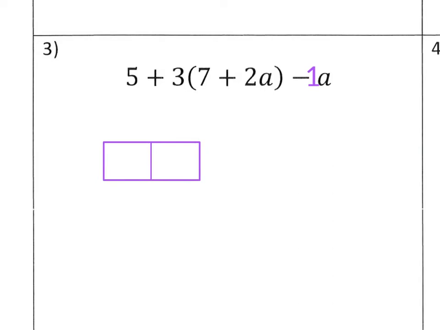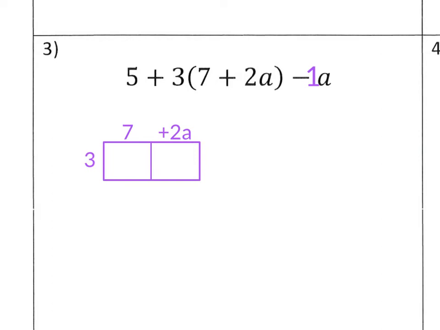But then when I look, I see this 3 is multiplied by the 7 and the 2a, so that is my clue that I need to set up an area model. So I brought over my area model box already. Now I just need to fill it in. So I have the 3 times the 7 plus 2a.